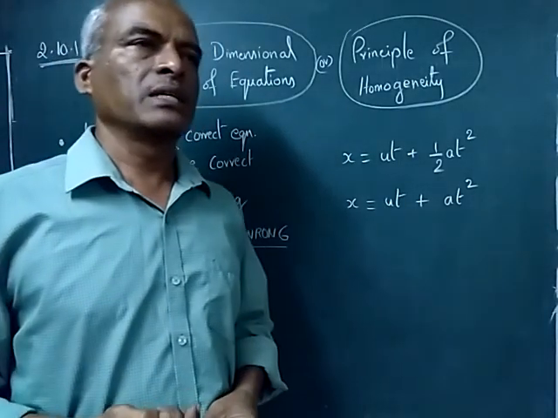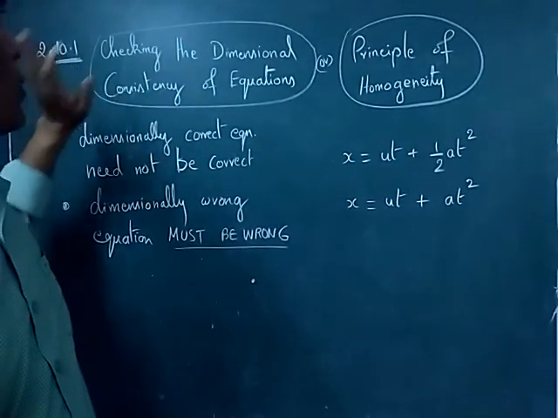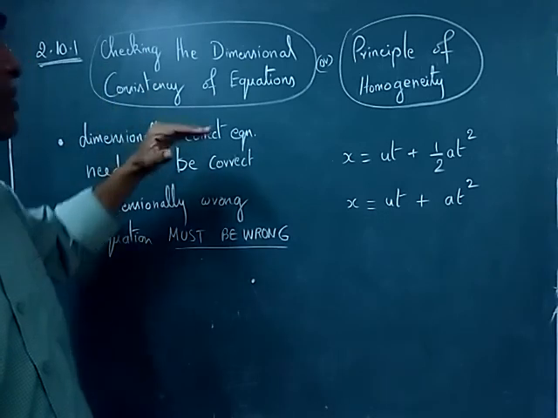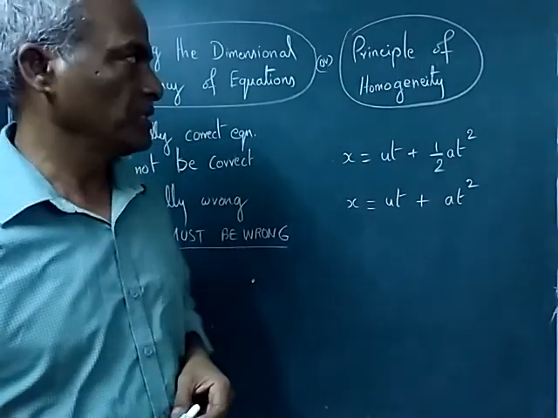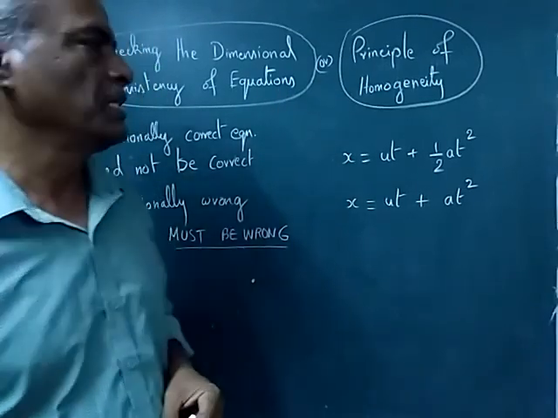NCERT 11th Standard Physics, Chapter 2.10.1, Checking the dimensional consistency of equations. In short, we can say principle of homogeneity.